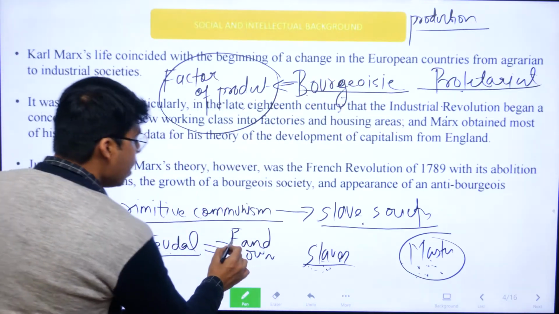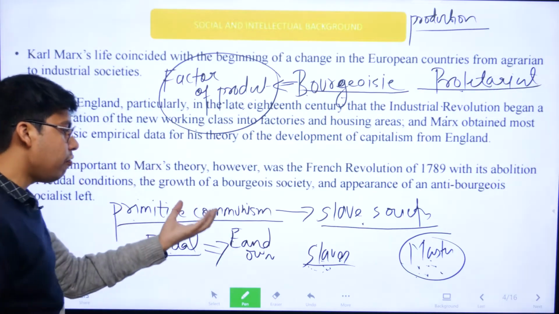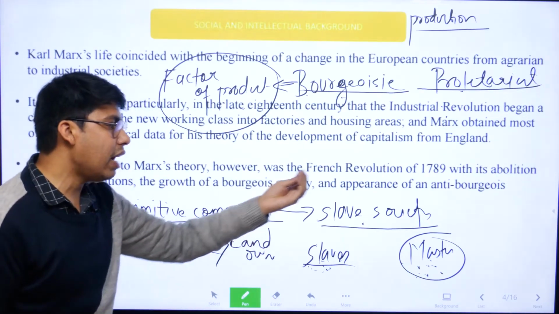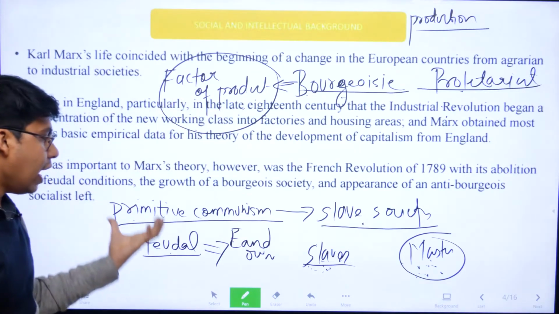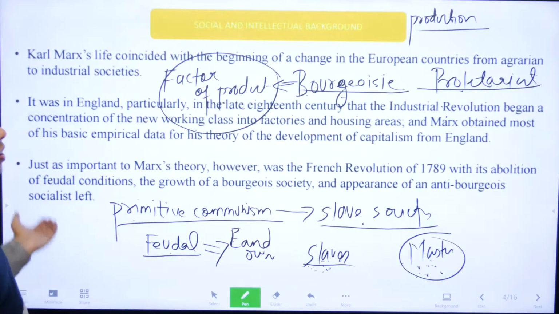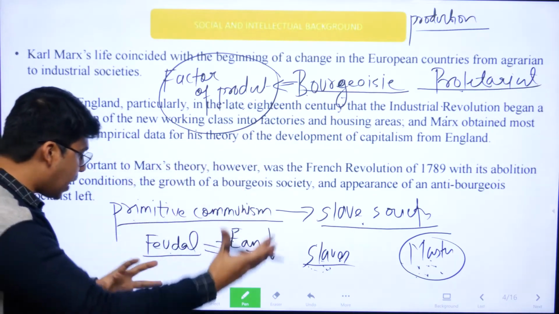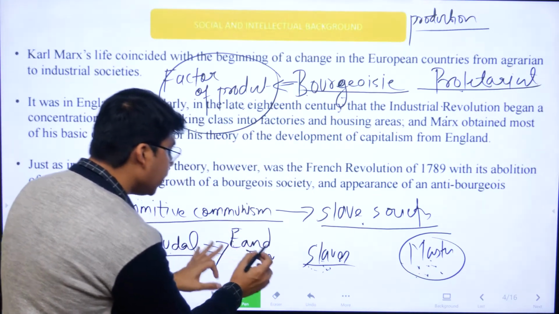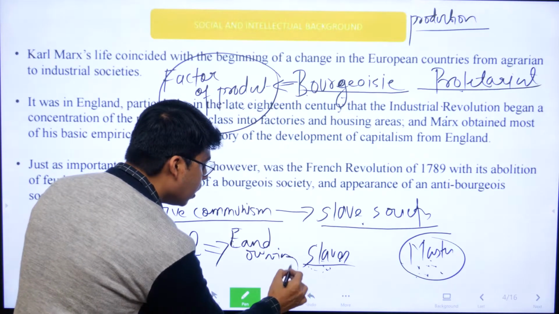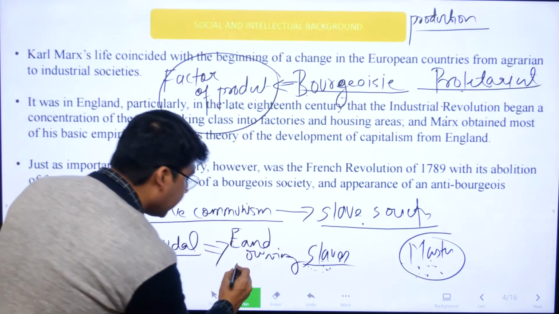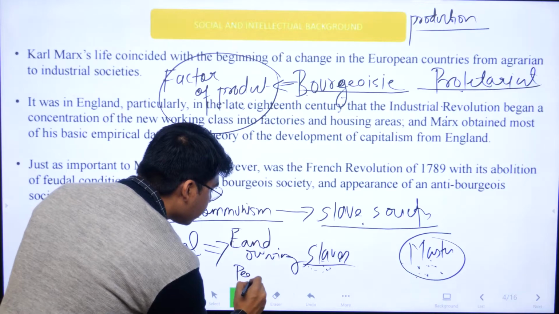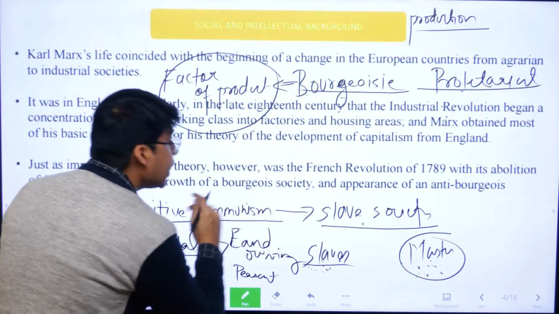First of all there is primitive communism, then we have the slave society, then we have the feudal society, and after the feudal society we have the capitalist society. So actually I bypassed the feudal society. We have the land owning class, and then we have the peasants here, and then we have the clergy.